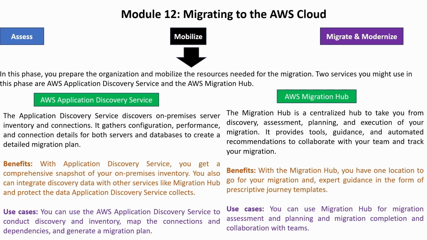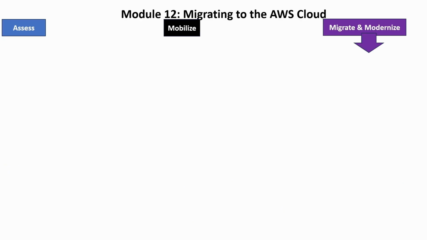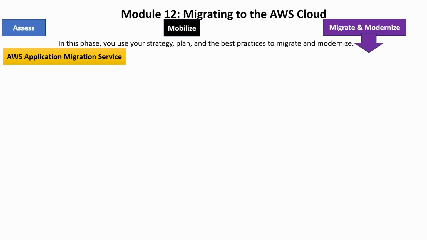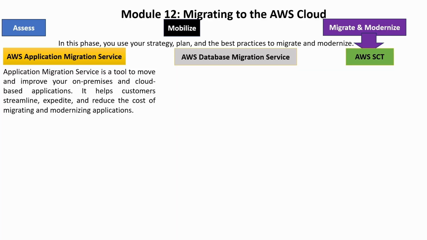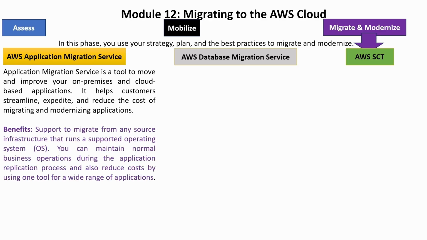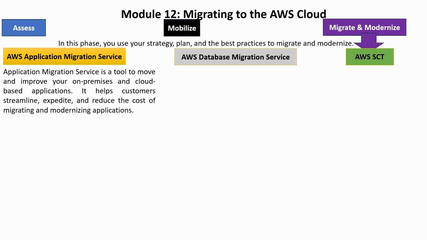Lastly, Migrate and Modernize. This is moving day. We move the apps, validate them, and maybe even give them a facelift to run better in their new home. In this phase, you use your strategy, plan, and the best practices to migrate and modernize. Tools to support you include AWS Application Migration Service, AWS Database Migration Service, and AWS SCT. AWS Application Migration Service is a tool to move and improve your on-premises and cloud-based applications. It helps customers streamline, expedite, and reduce the cost of migrating and modernizing applications.